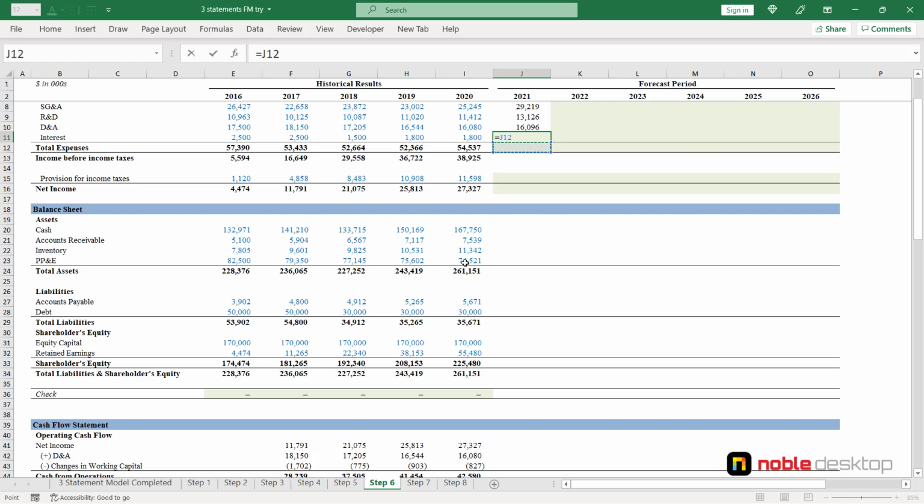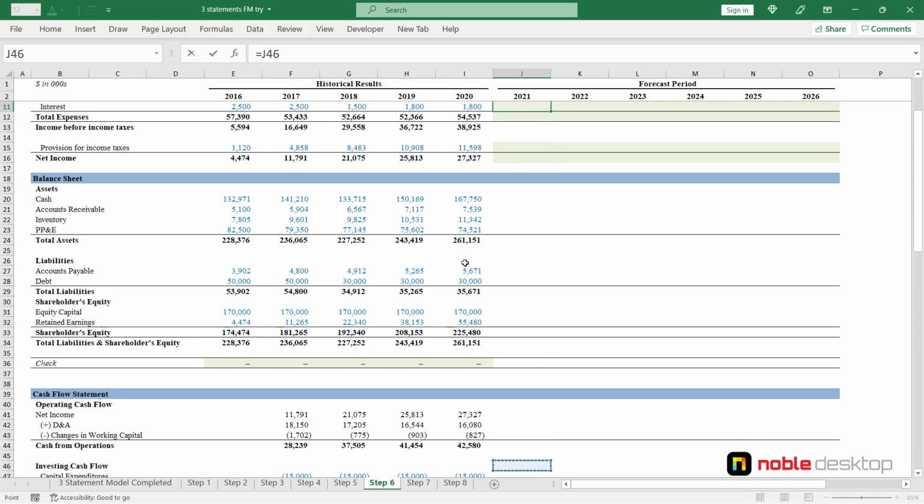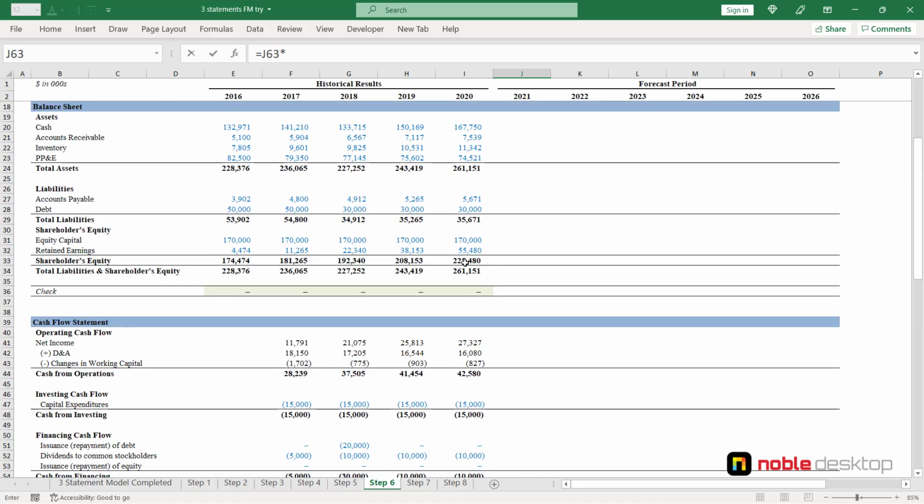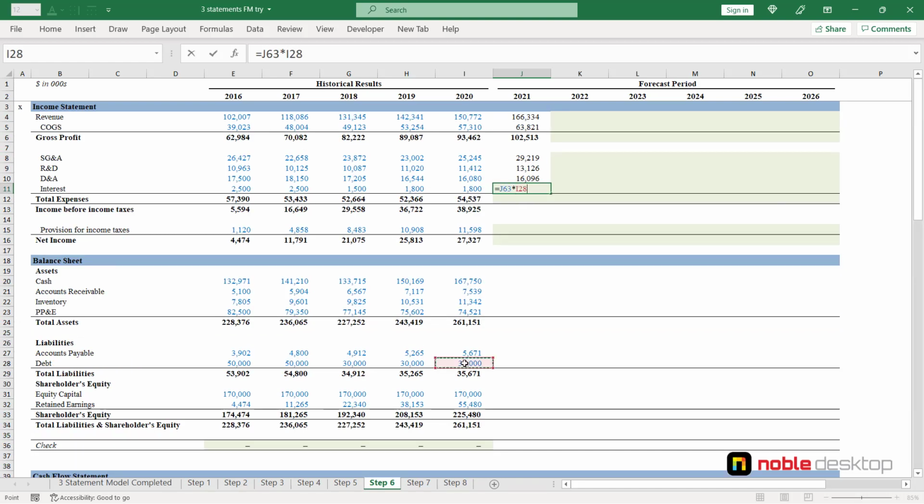Next is calculating interest. Again, I'm going to find my assumptions down below. It's in the row 63, interest as a percentage of debt beginning balance. So I'm going to multiply it by the debt beginning balance in my balance sheet. I can find it in the cell I28. Great job here.